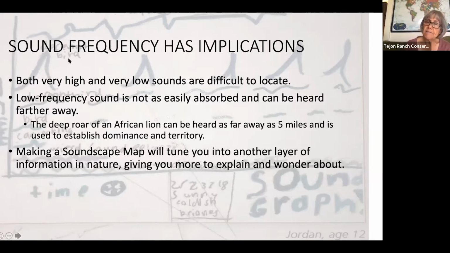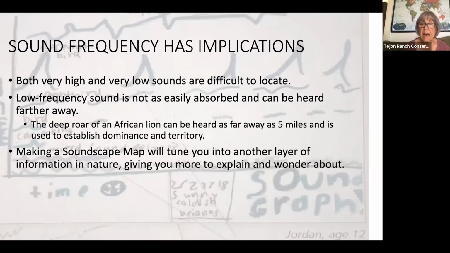Now, very high and very low sounds are, interestingly, very difficult to locate. Have you ever listened outside and suddenly heard something and went, where did that come from? And you weren't quite sure? It's probably because it was a high-pitched sound or a low-pitched sound. Low-frequency sounds aren't easily absorbed by the environment and can be heard farther away. An example of that is the roar of an African lion that can be heard 5 miles away. An African lion uses that power to establish its dominance and its territory.